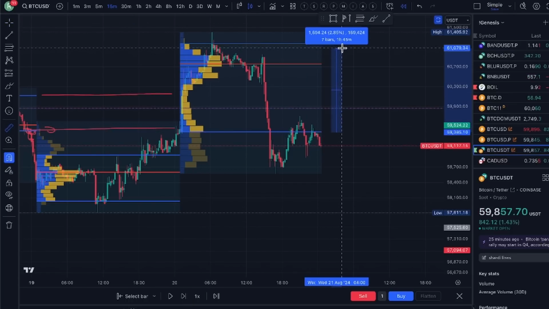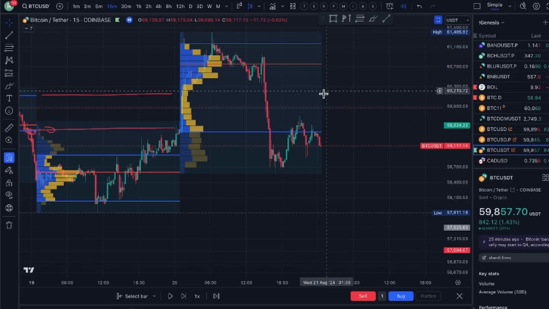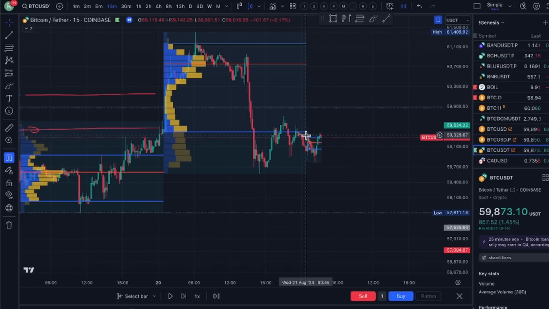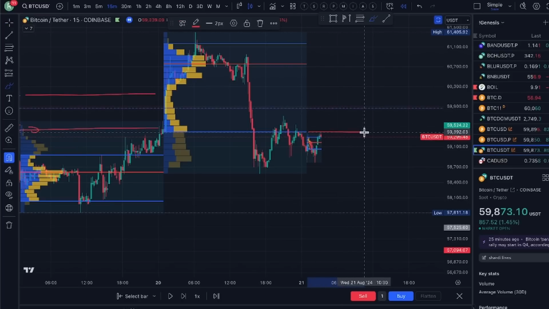Why so? Well, because this range is 3%. 3% is already a nice range. So I'm gonna be looking forward to wait for the acceptance. New day has started. I am extending my value area low here.